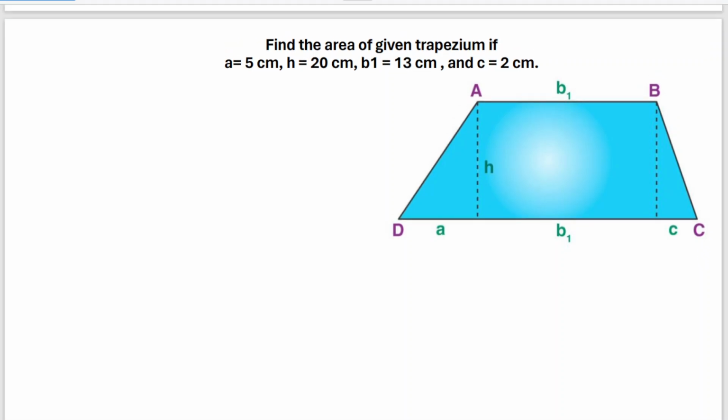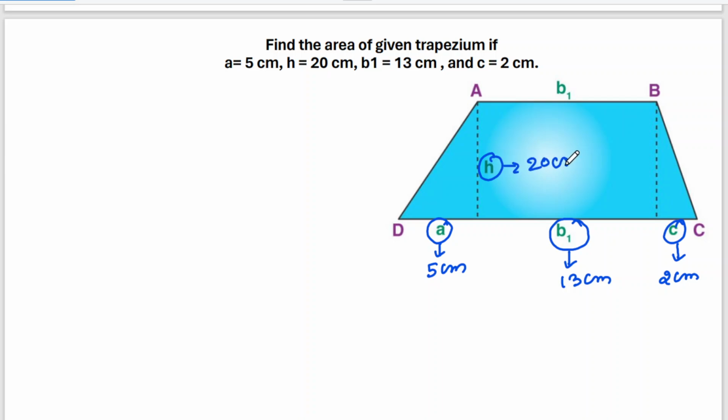Find the area of given trapezium if A equal to 5 centimeter. See, A is given as 5 centimeter, B1 is given as 13 centimeter, C is given as 2 centimeter, okay, and H is given as 20 centimeter, okay.